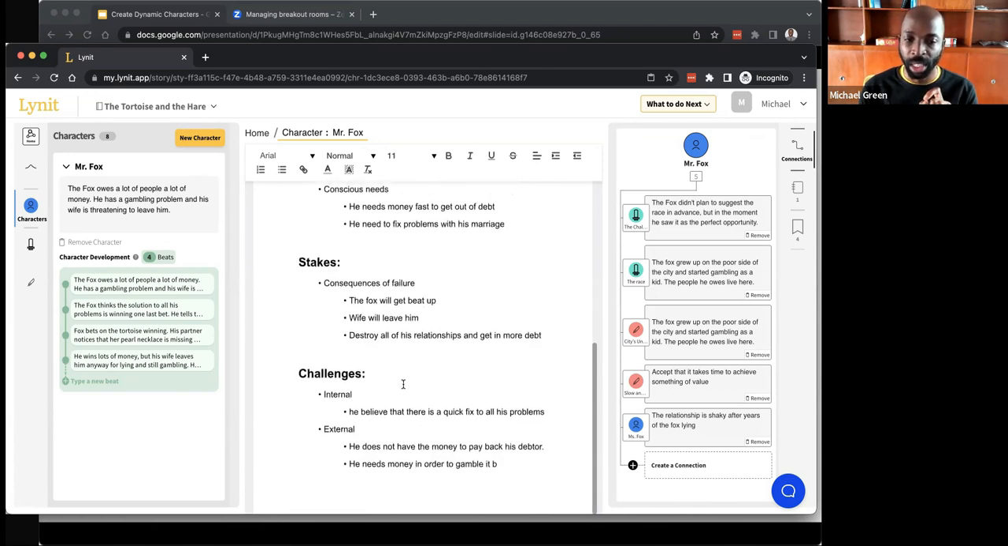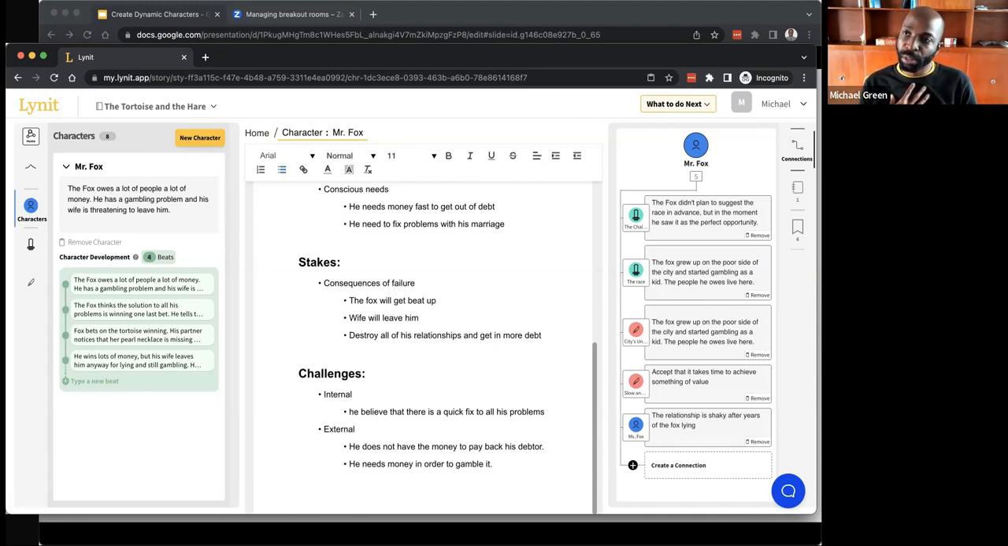We'll focus actually on the challenges. This will be a better example. So, we say he believes that there's a quick fix to all his problems, right? That's what us, the writer, thinks about this character. That's his challenge. And his external challenge is that he doesn't have money to pay back his debtor and he needs more money to gamble, right? That's what we are saying.